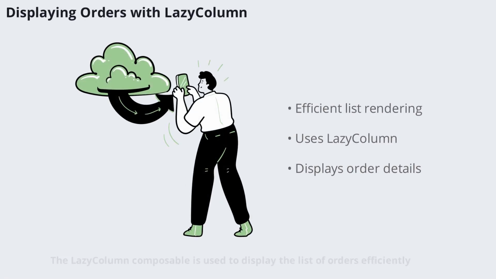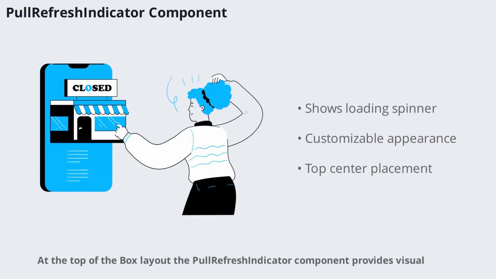The lazy column composable is used to display the list of orders efficiently. It only renders the visible items, making it ideal for long lists. Each order is shown using a list item displaying the title and price. This approach keeps your UI performant and responsive, even as the list grows with each refresh. At the top of the box layout, the pull refresh indicator component provides visual feedback during the refresh process.